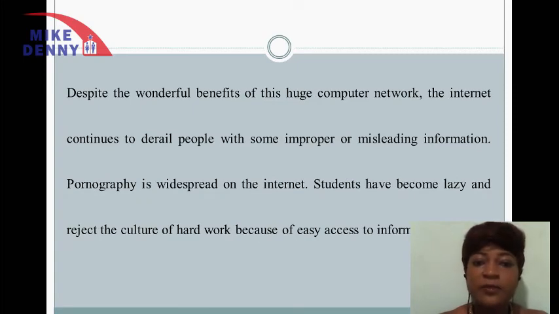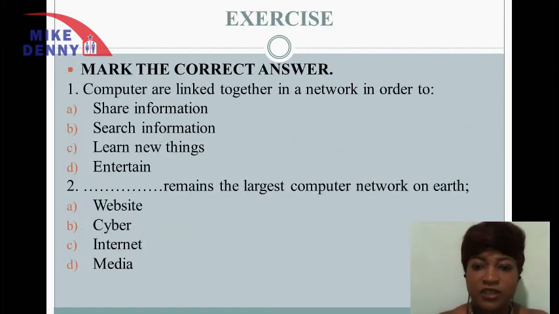Despite the wonderful benefits of this huge computer network, the internet continues to derail people with some improper or misleading information. Pornography is widespread on the internet. Students have become lazy and reject the culture of hard work because of easy access to information.